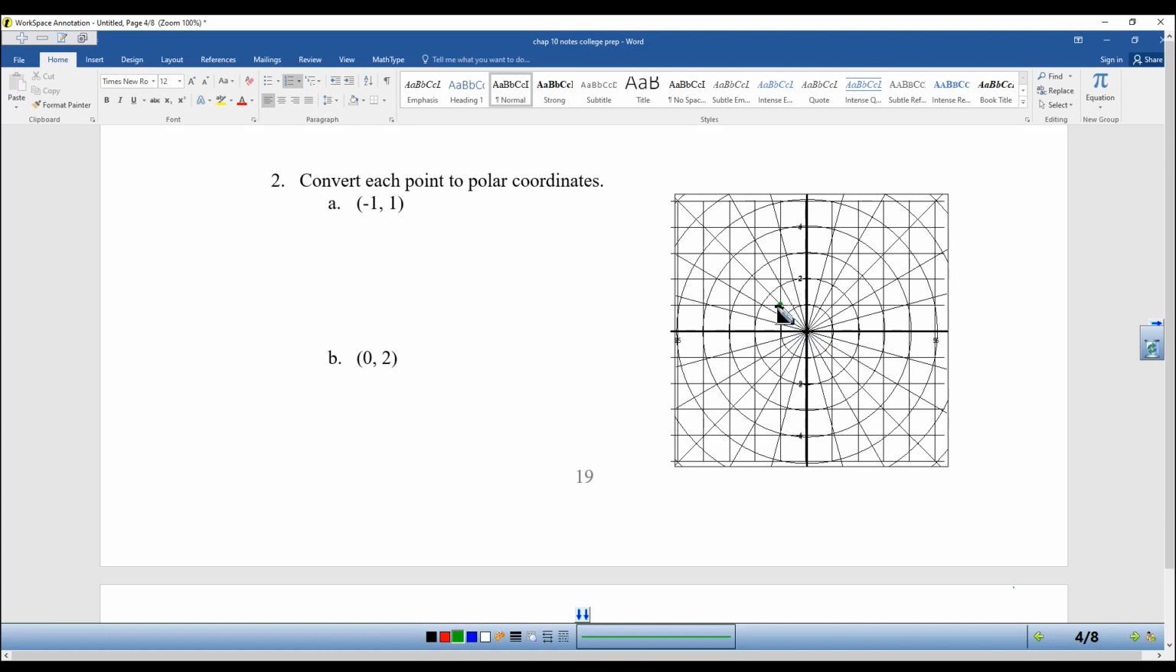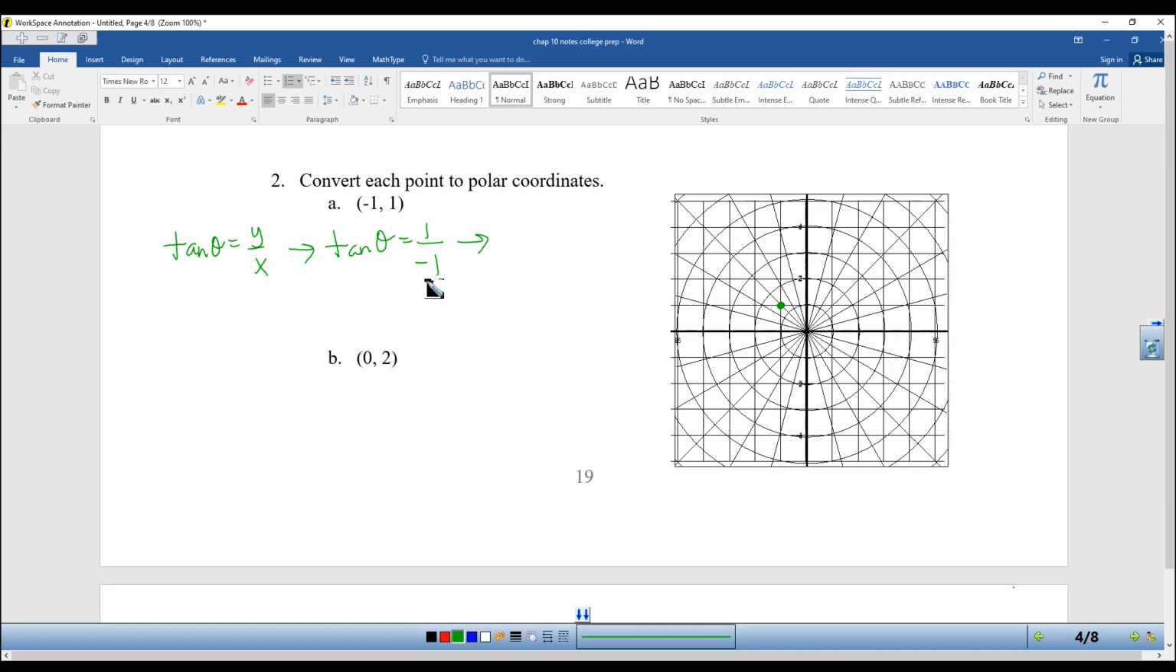-1, 1. It's right here. So I better get a quadrant 2 answer and an r that's between 1 and 2. So let's use our formula. It says tangent of theta is y over x. So tangent of theta is going to be y over x.